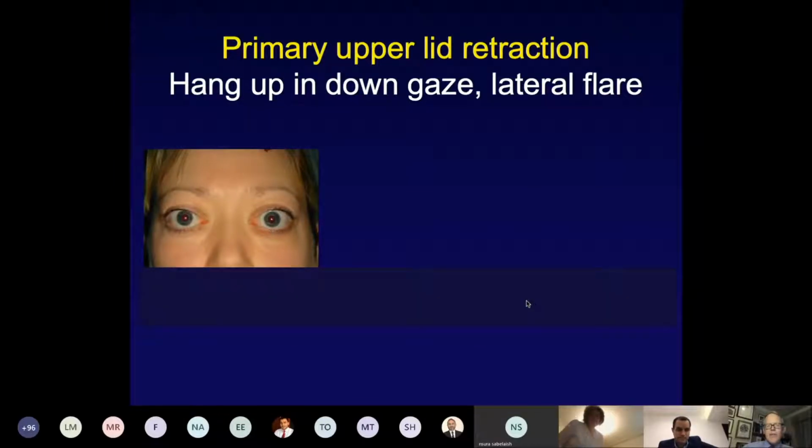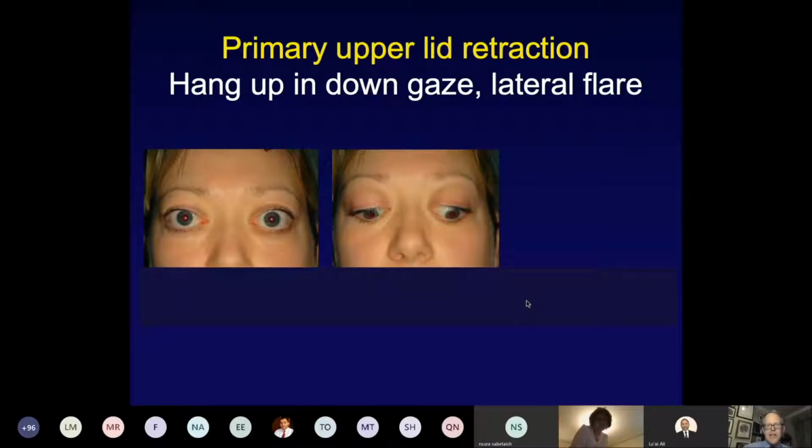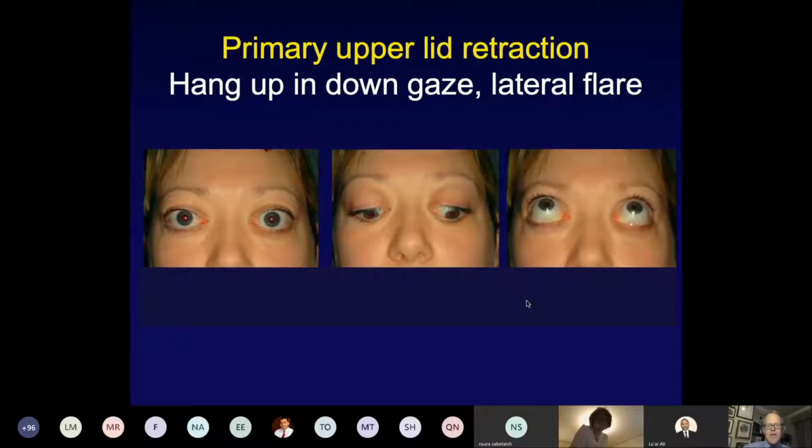So here are a few examples of lid retraction in thyroid eye disease. Now, this first patient has primary upper lid retraction. It's quite important when you have a patient with upper lid retraction, that is to say, the lid margin at or above the upper limbus, to decide whether it's primary or secondary. This patient in front of you has primary lid retraction. She's looking straight at me, and she has lid retraction. And she has lid retraction when she looks down, and it's hard to tell when she looks up. But she also has this typical lateral flare, as you can probably see here, particularly on this picture. And if there's one pathology that goes with lateral flare, it's going to be thyroid eye disease.